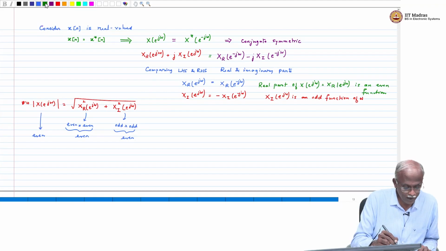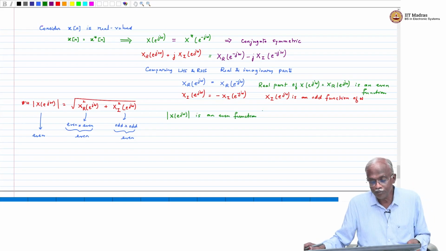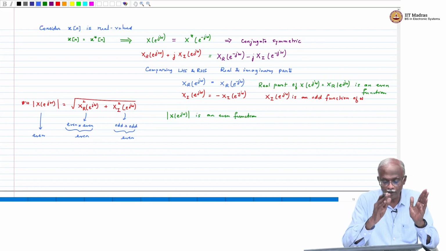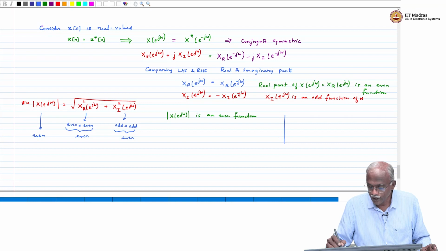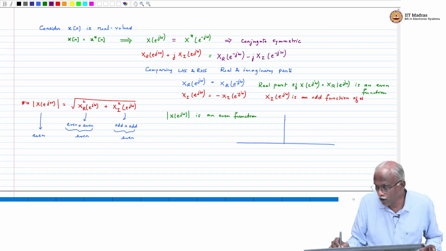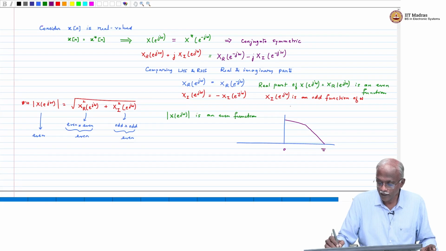So property number 10 says that the magnitude |X(e^{jω})| is an even function of ω. So what does this mean? If I am computing the magnitude response of x[n], where x[n] is real valued, then it is sufficient for me to calculate the magnitude response on the positive side, from 0 to π.